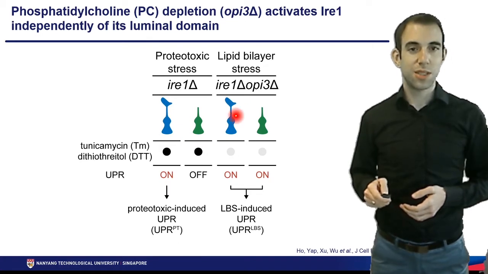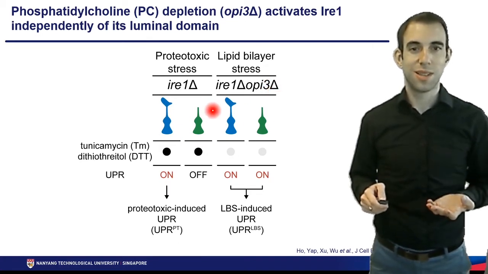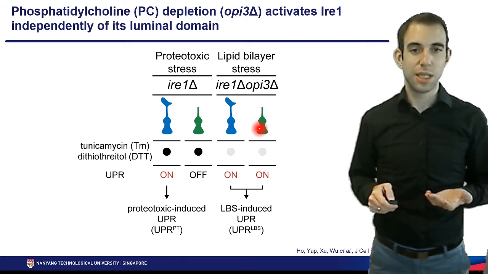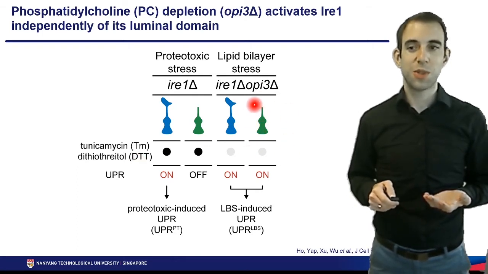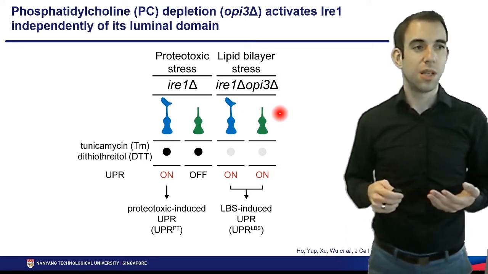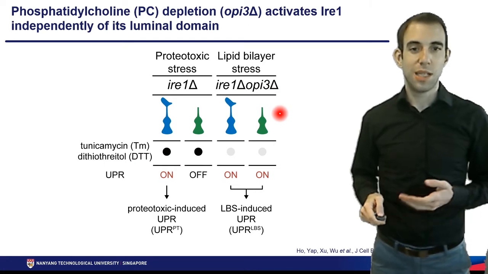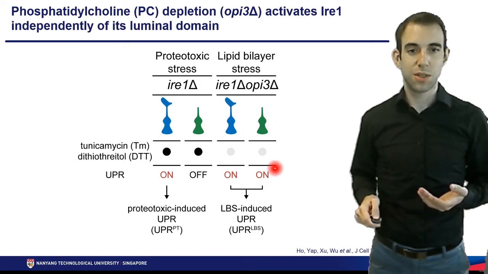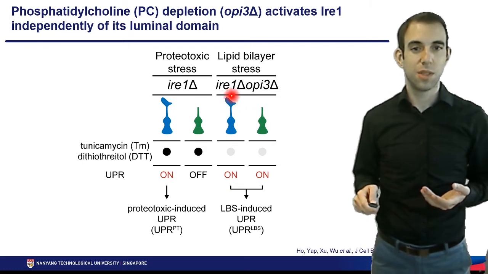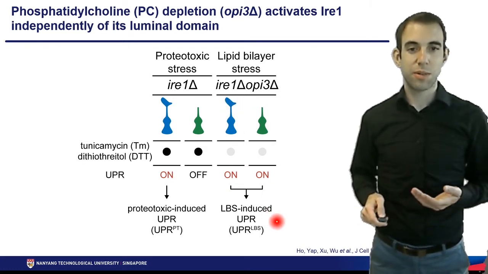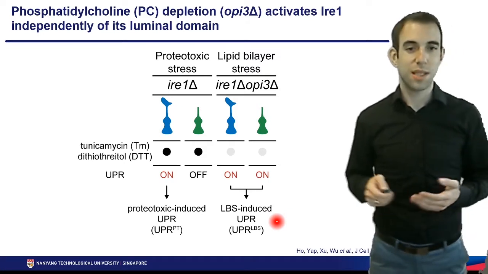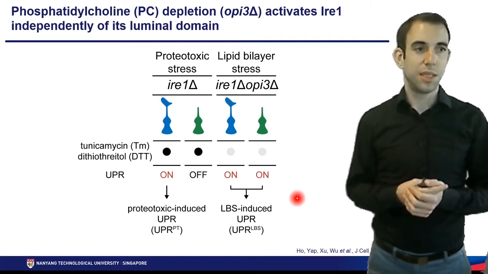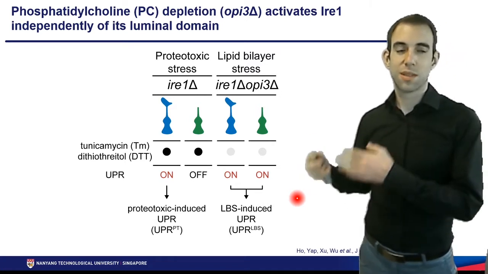For lipid bilayer stress, as I mentioned, we use OPI3 knockout, also in an Ire1 knockout background, where we reintroduce the full length or Ire1 delta LD. And here we don't need to use a drug, because in OPI3 knockout cells there's constitutive lipid bilayer stress as well as a UPR activation. As you can see from the summary of our data, with either full length or Ire1 delta LD there is a UPR activation in both, because it's independent of the luminal domain of Ire1. In that case, we refer to that as lipid bilayer stress-induced UPR, or UPR-LBS. So this is a nice tool to uncouple the lipid bilayer stress-induced UPR from proteotoxic stress.